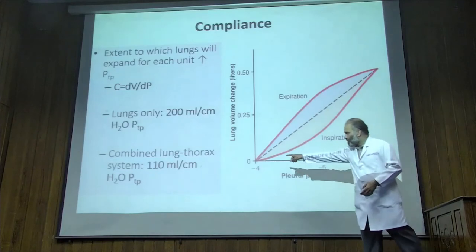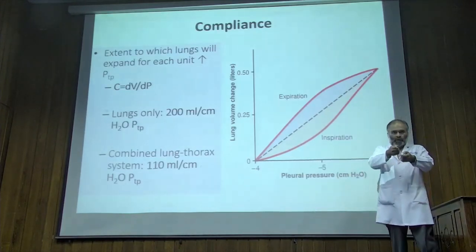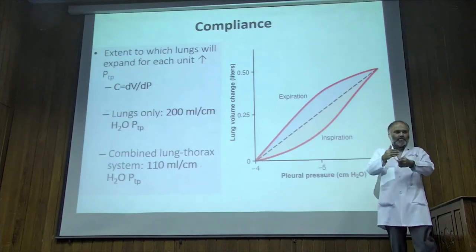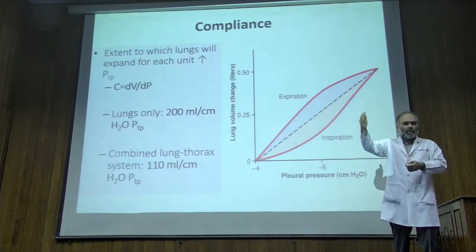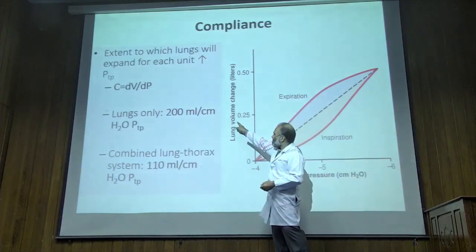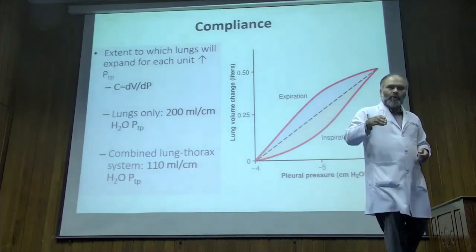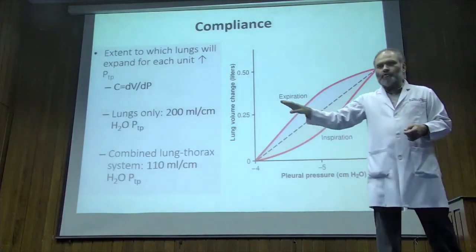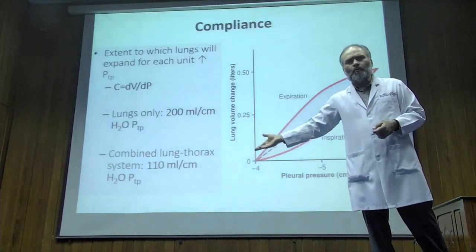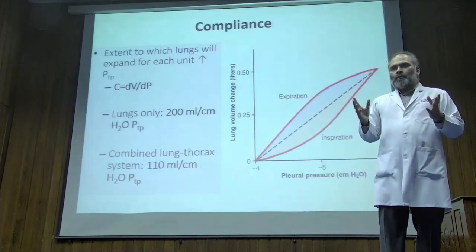Point is, from that point to this point, we are pulling the lung out, and it's distending. And how do we see it's distending? Lung volume. So on the y-axis, you have volume. On the x-axis, you have a distending pressure, either pleural pressure or transpulmonary pressure, irrelevant. Yes?